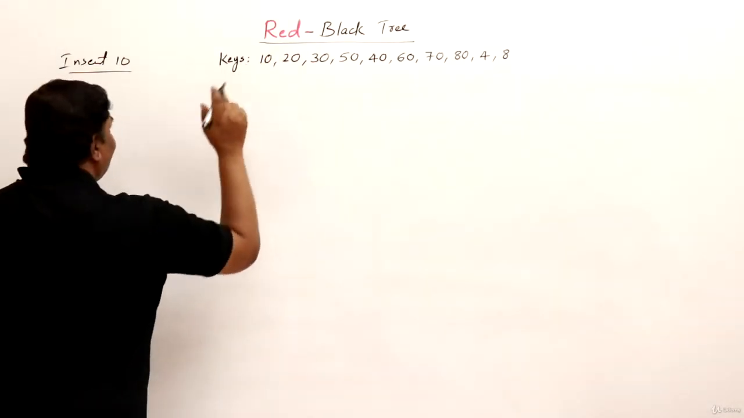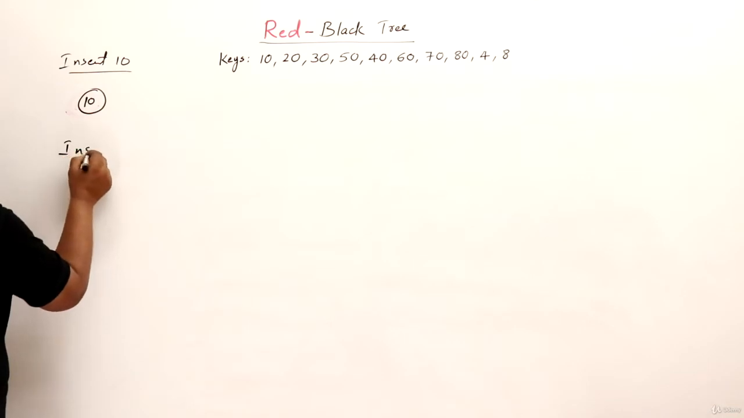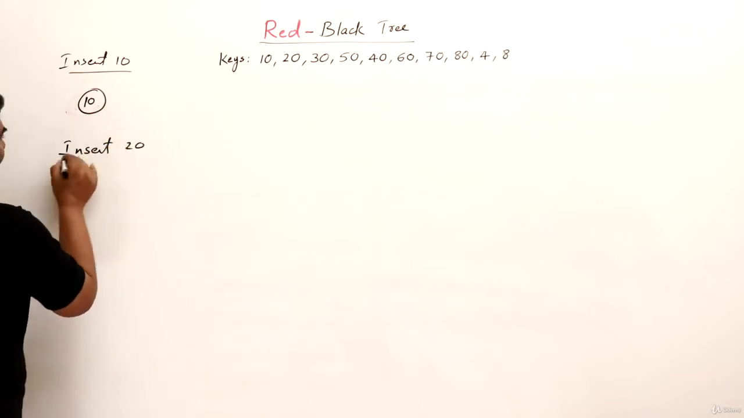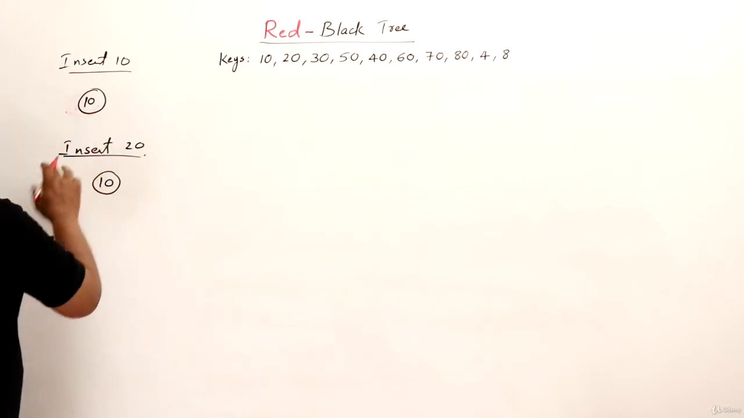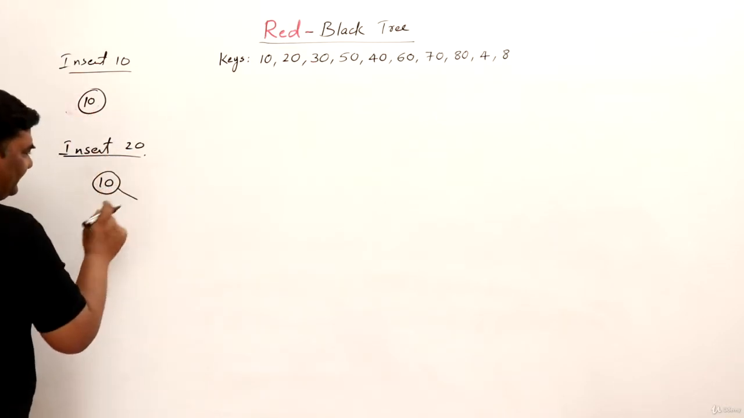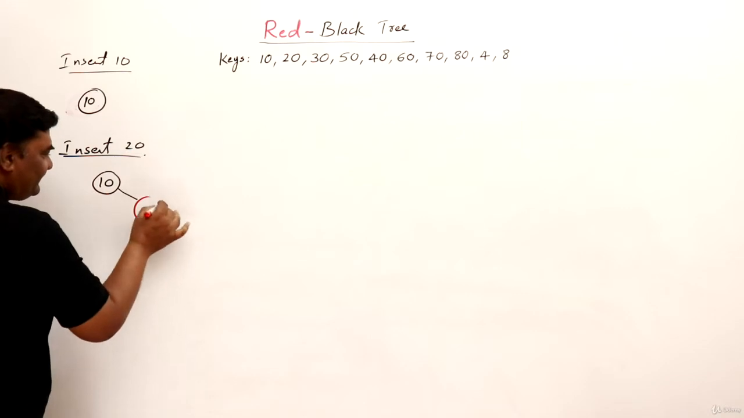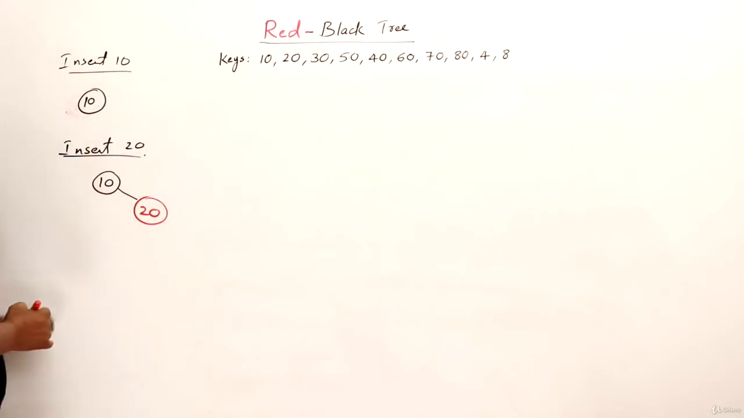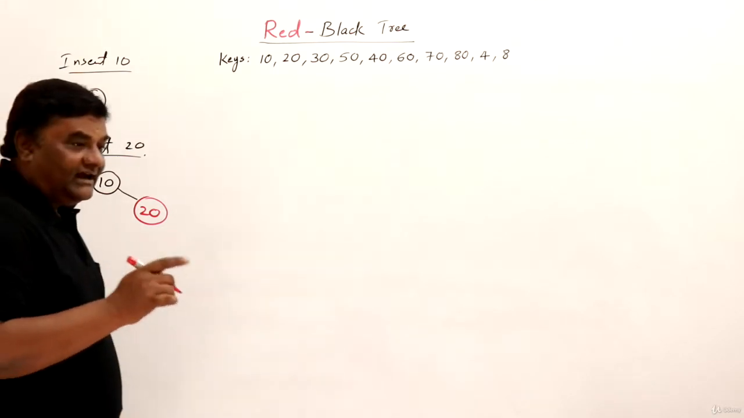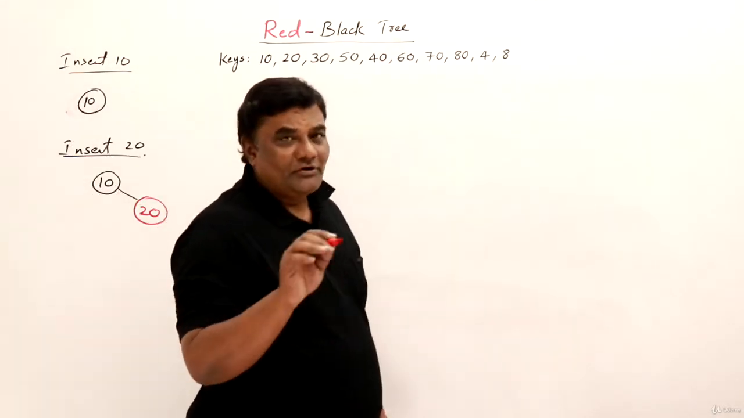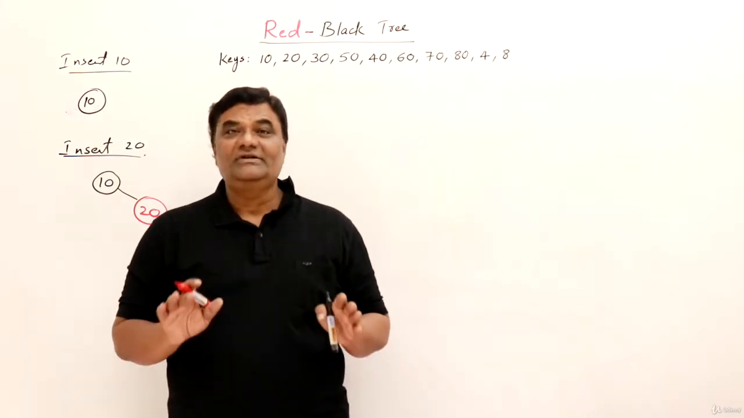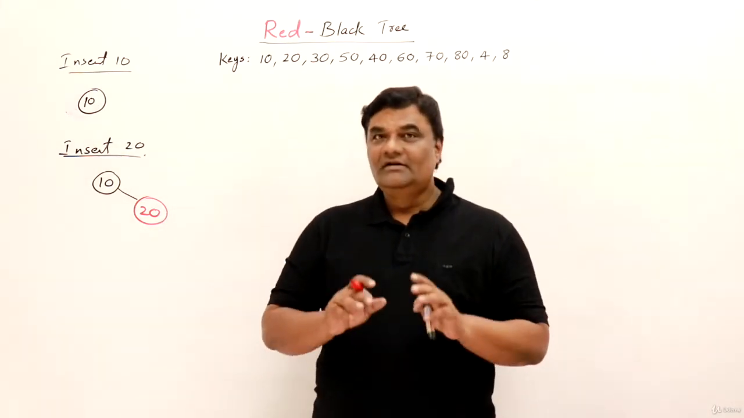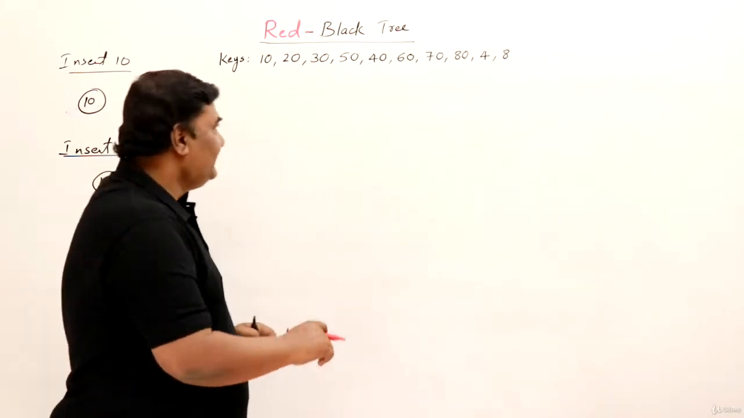So this is 10. 10 is inserted. Now next key, 20. So here I will continue, insert 20. So this is already 10. So where 20 should come? 20 is greater than 10, so it should come on the right hand side. So 20 is this one. Now, when you are inserting a new node, it should be a red node and its parent is black, then no problem. No problem with the balancing the height. You don't have to do anything. It's perfect.